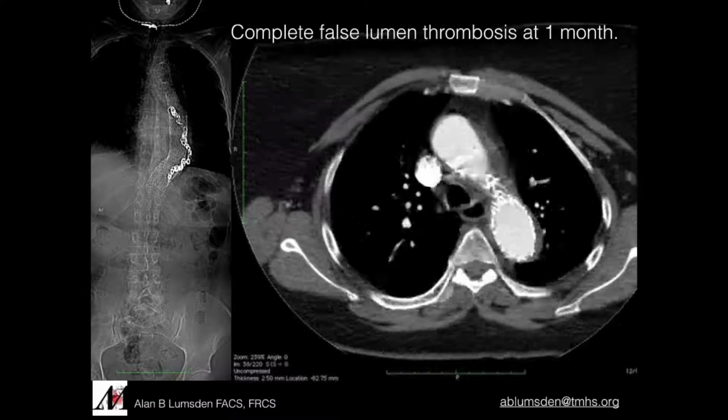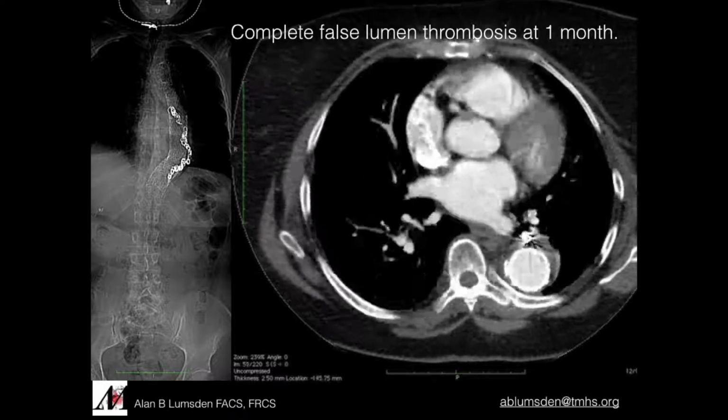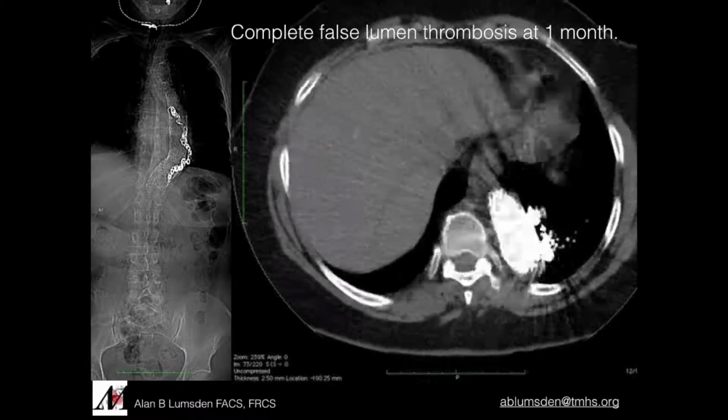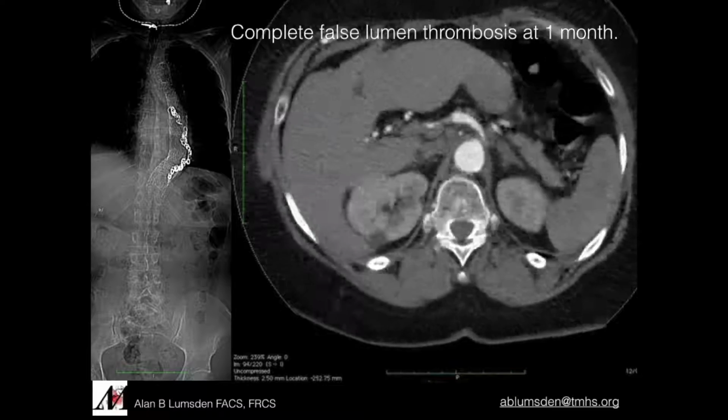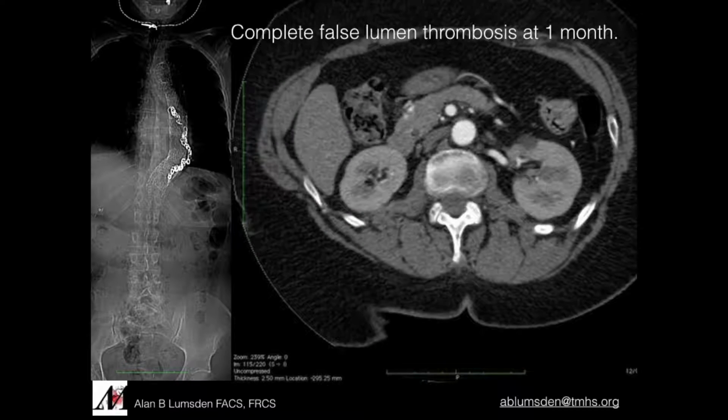And at follow-up, the patient was completely asymptomatic, had been discharged the following day, and in follow-up, the entire false lumen has been occluded, and the patient did remarkably well.